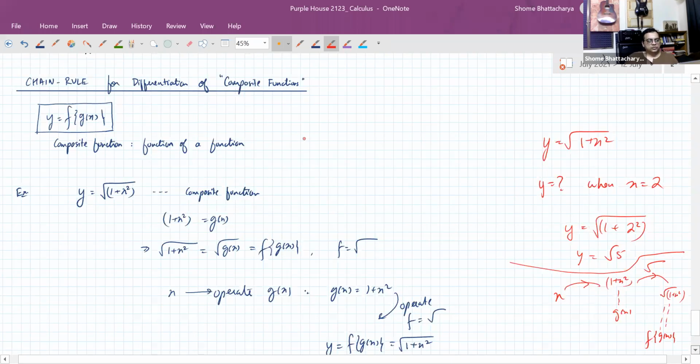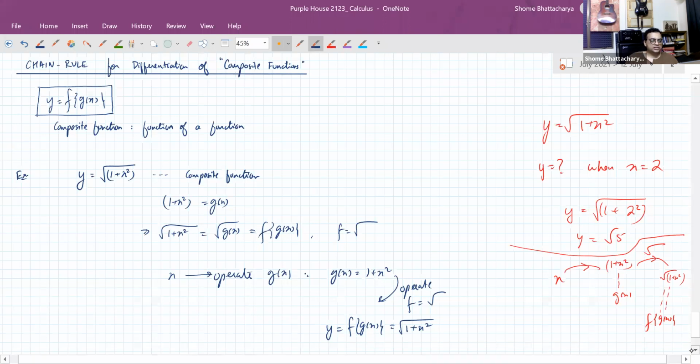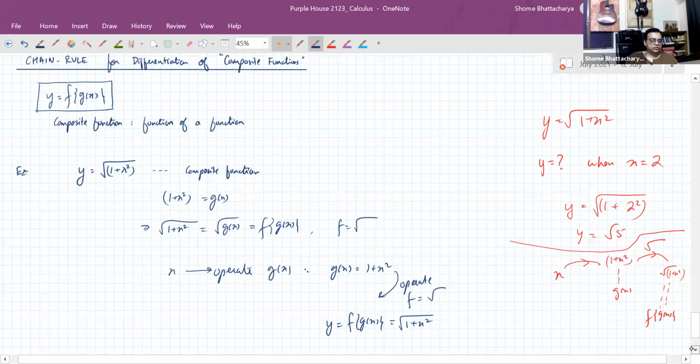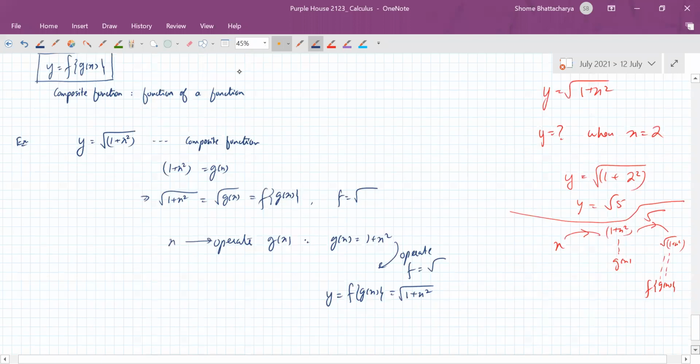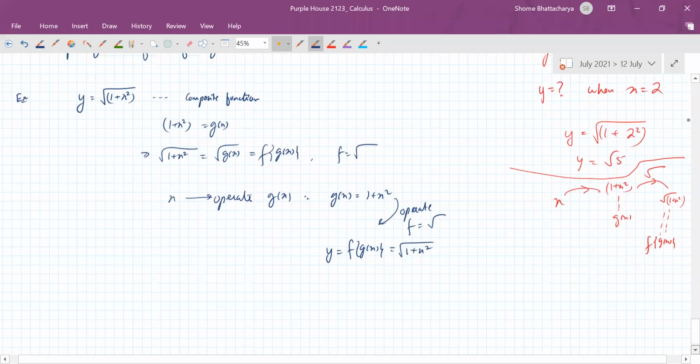Okay, so this is about a composite function. Now we come to the chain rule and how we apply differentiation by chain rule for any composite function.